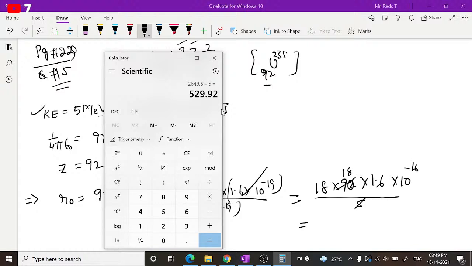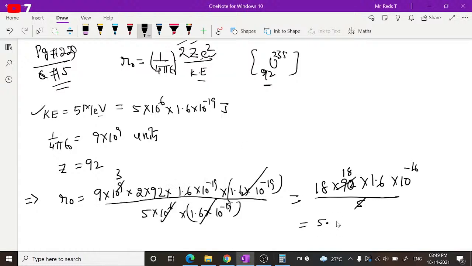Here they asked in the order of, which means only the power of 10, without the numerical part. In such a case we have to write the value with one digit before the decimal. Means we write 5.29 instead of 529, so it is 5.29 into 10 power minus 2 into 10 power minus 16, which becomes 10 to the power minus 18 meters. Because we have taken all parameters in SI units, it is in meters.